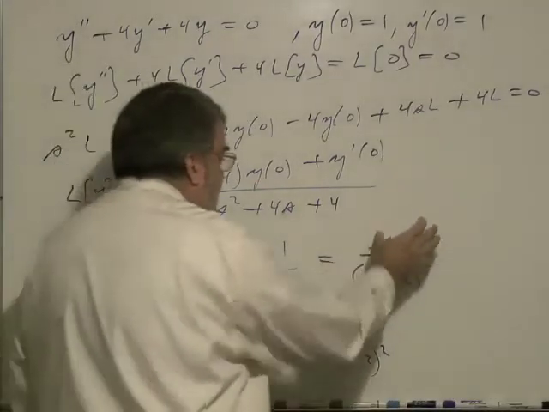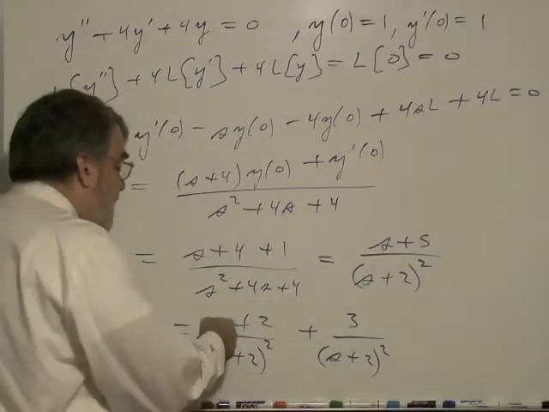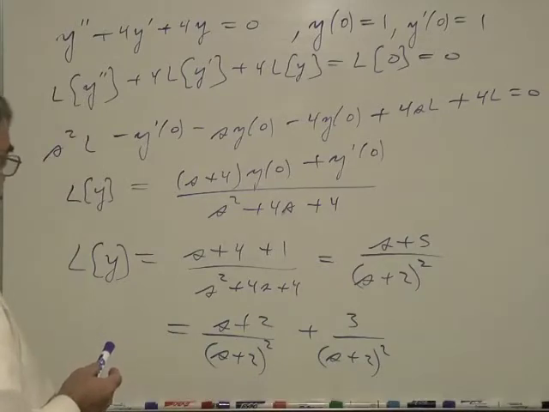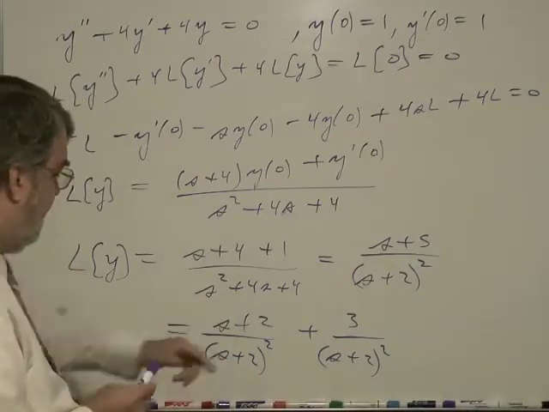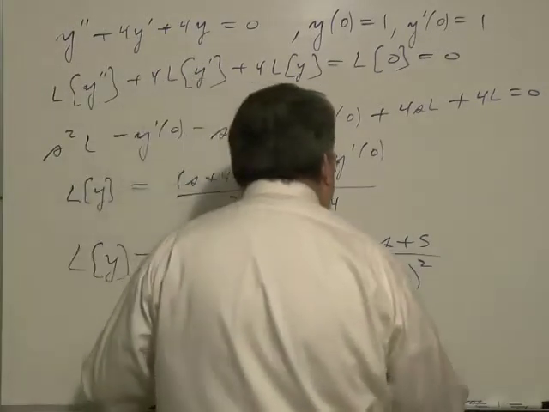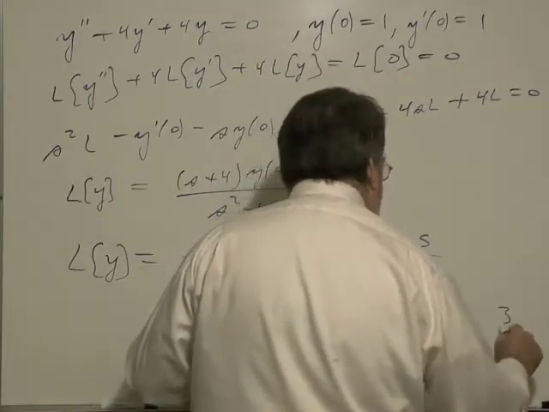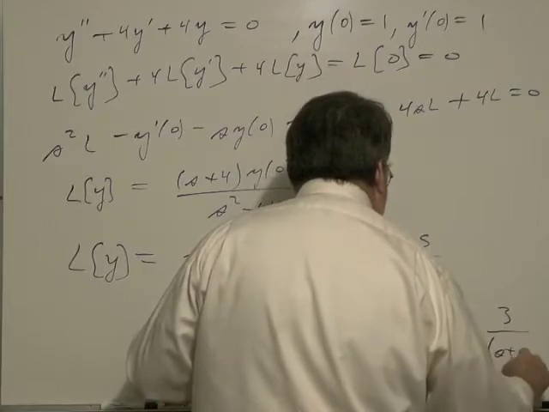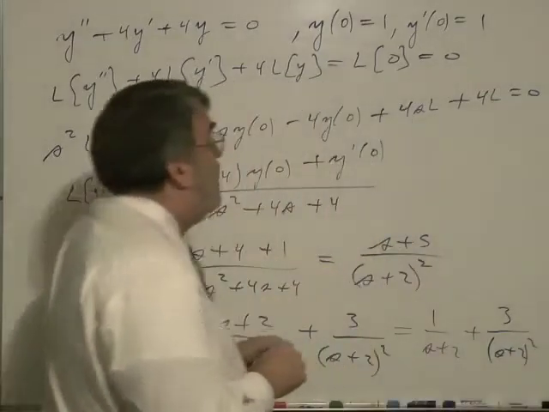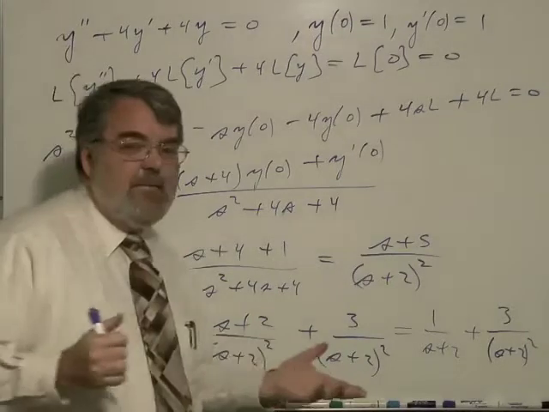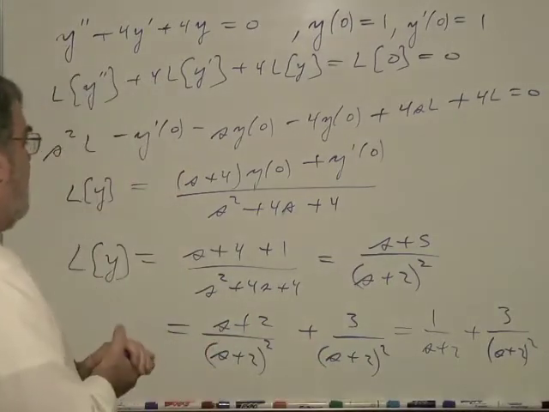So I took s plus 5, broke it up as s plus 2 plus 3. And this simplifies as 1 over s plus 2 plus 3 over s plus 2 squared. Okay, well, I'm going to need to do some erasing to wrap up this problem, but there's the idea.